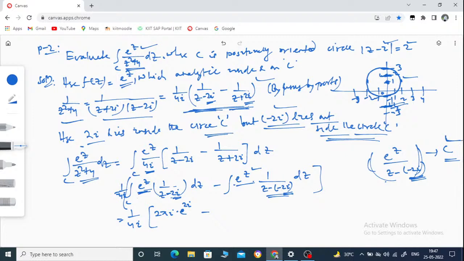Since the function is analytic inside C, by Cauchy's integral theorem its integration value is 0. So this will be 0. Only what will be left is 1 by 4i into this one, which will be pi by 2 e to the power 2i. So this is your answer.